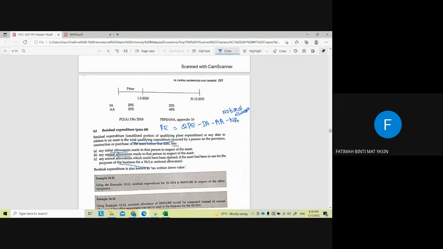So in order to get this residual expenditure, QPE, you minus initial allowance, you minus annual allowance, then you minus notional allowance if any. Residual expenditure is also known as tax written down value.